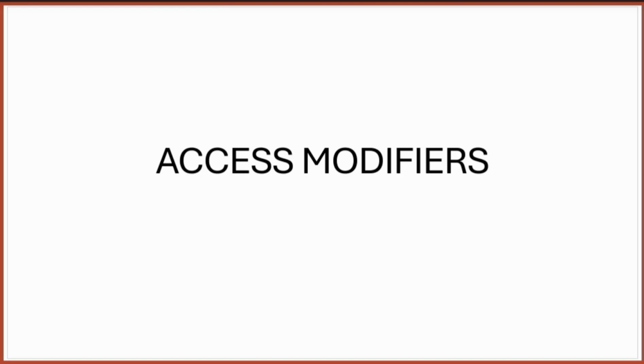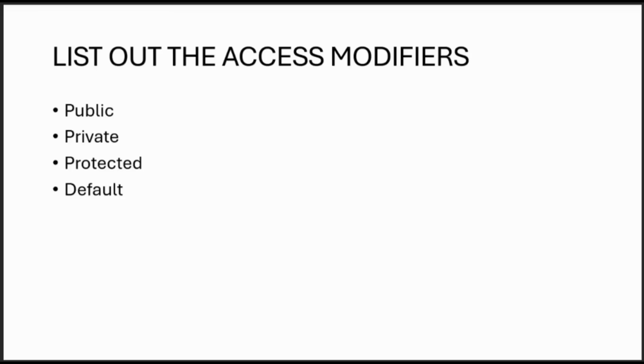Friends, today our topic is access modifiers. Access modifiers are also called access specifiers or accessibility modifiers. The different types of access modifiers are public, private, protected, and default.